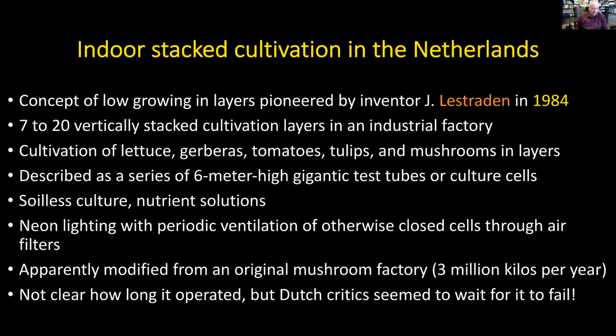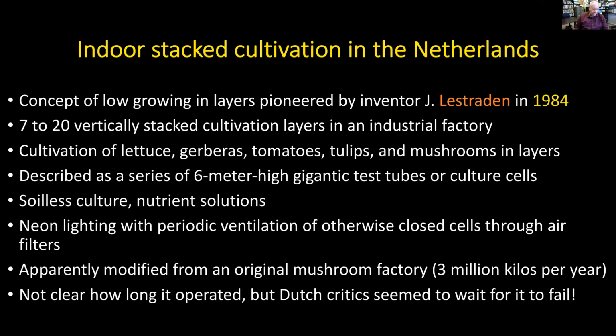While Genoponics and Phytofarms were in operation in the USA, Jan Lestraden in the Netherlands pioneered the concept of stacked layers within a factory to grow crops. And this was in 1984. He evidently had been a successful indoor mushroom grower before that, and he was already stacking shelves in his factory for mushrooms. So he tried expanding into leafy and fruiting vegetables and some ornamentals. He tried different lamps for lighting, and he found that among those that were available to him, neon lights worked best for his application.